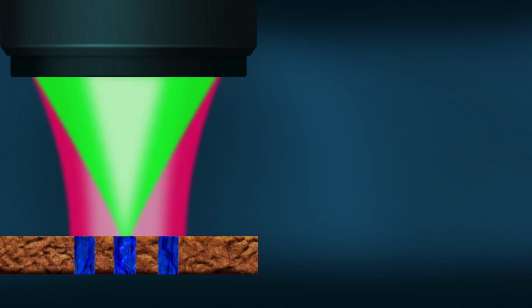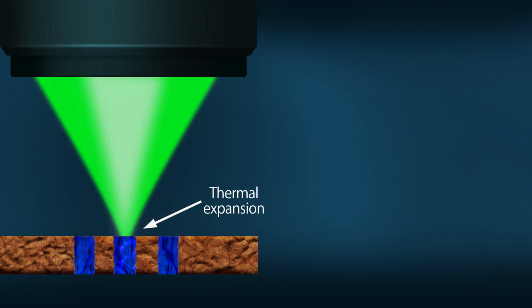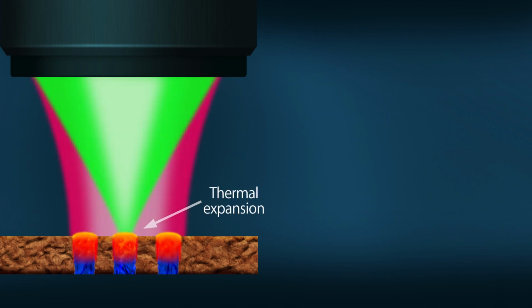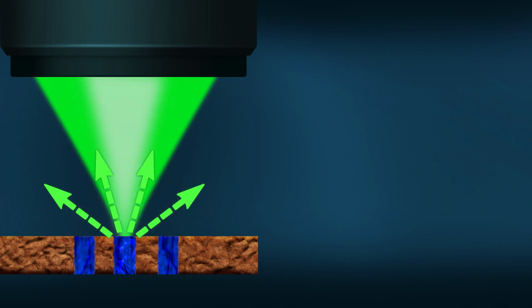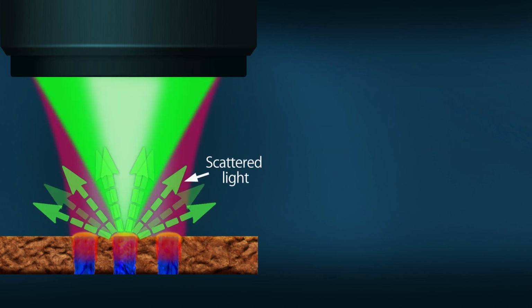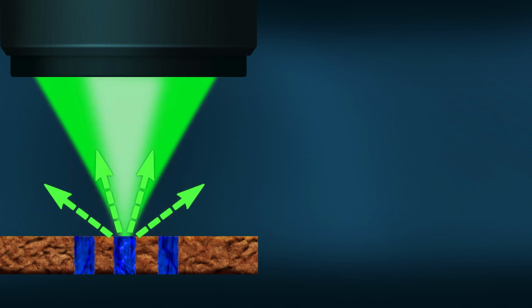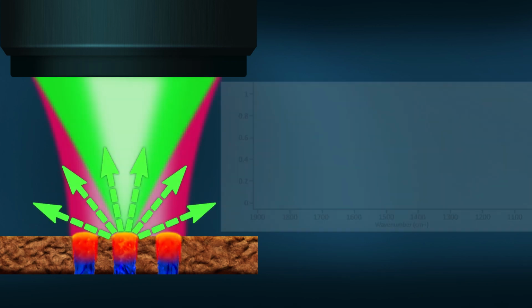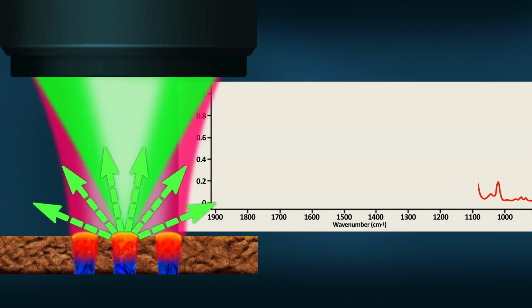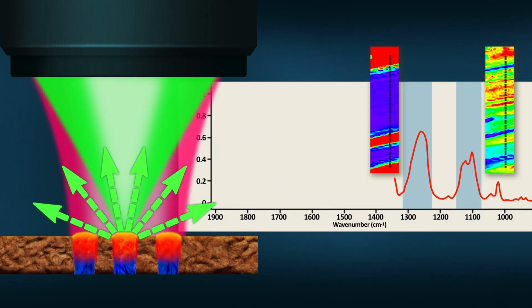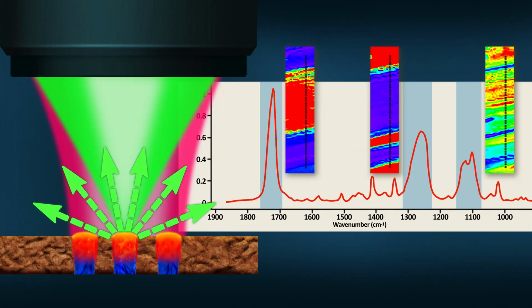The infrared generates thermal expansion, and that thermal expansion changes the way the green light is reflected or scattered back. Right, so as we're tuning our infrared laser from one wavelength to the other, we monitor the intensity of the green light reflected back. And it's from that we calculate what is essentially a pure infrared spectrum collected in reflection mode.